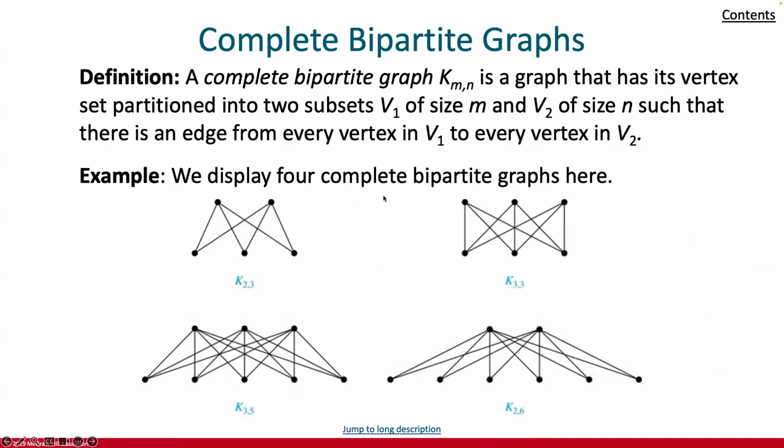We can have complete bipartite graphs, which is a graph whose vertex set is partitioned into two subsets V1 and V2, such that there is an edge from every vertex in V1 to every vertex in V2. So here are just some examples of complete bipartite graphs.